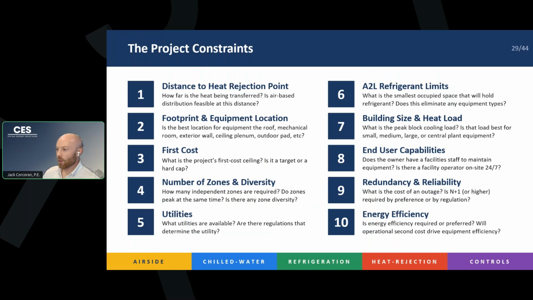If you walk through any specific project and you ask yourself these questions, you might even end up with only one option, which is going to be great. You don't even have to think about it. You might just say, we have to go with PTAC, or we have to go with the chilled water plant because there's no other way to do it. So kind of running down the list here, the distance to the heat rejection point.